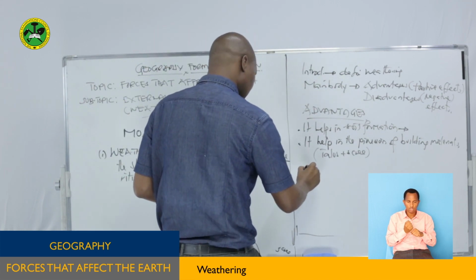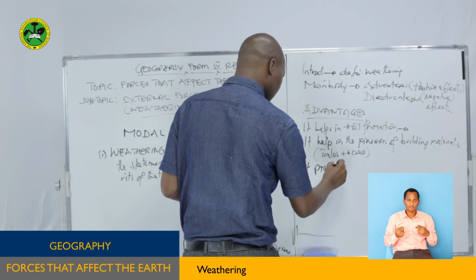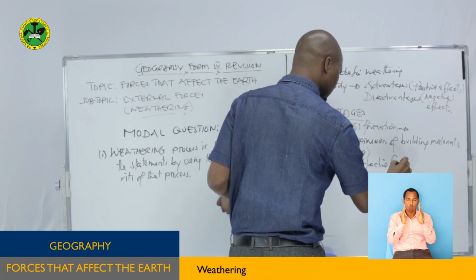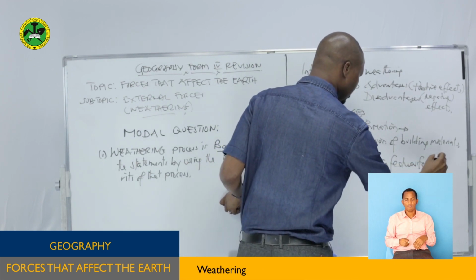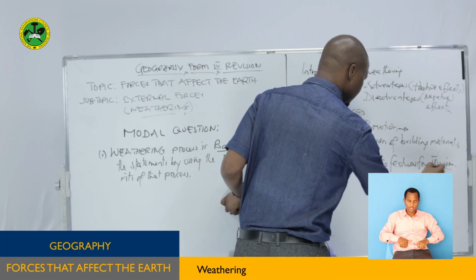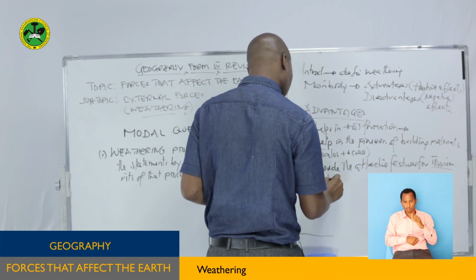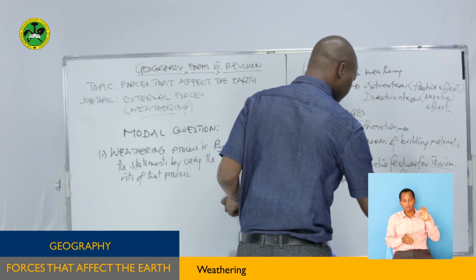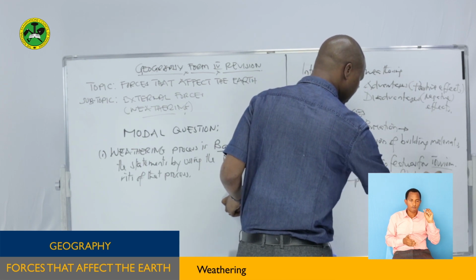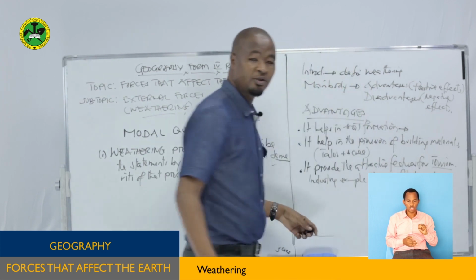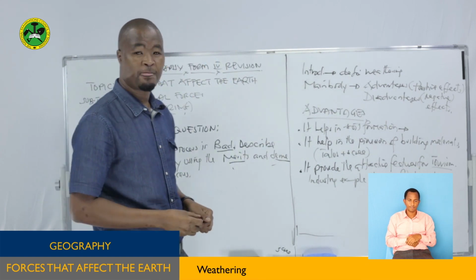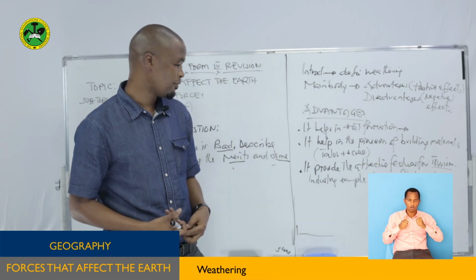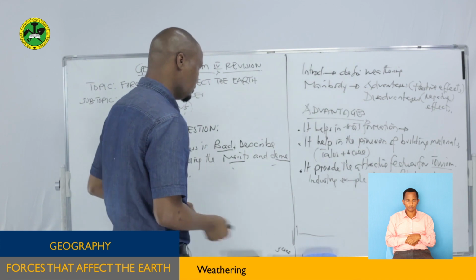Then it provides attractive features for the tourism industry. Example, the Exfoliation Dome. See? So we have the Exfoliation Dome. This can be used as an attraction feature for tourism activity. Are we together?